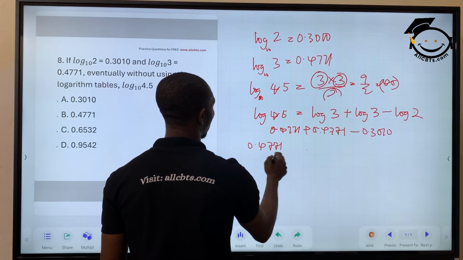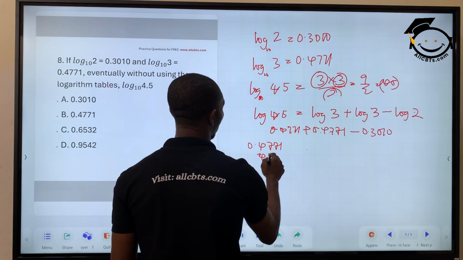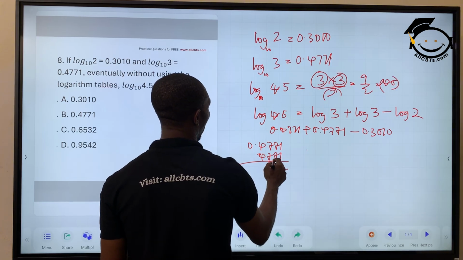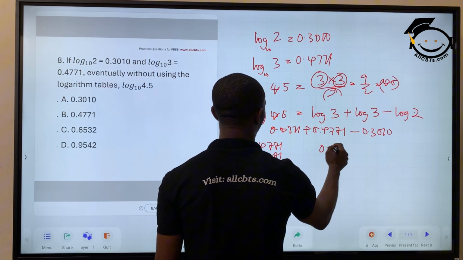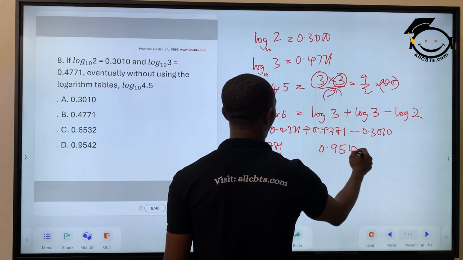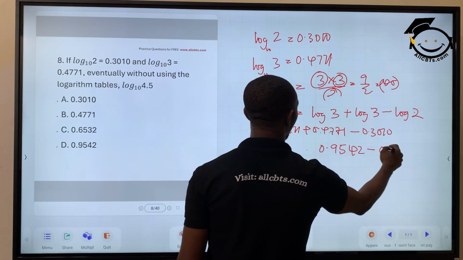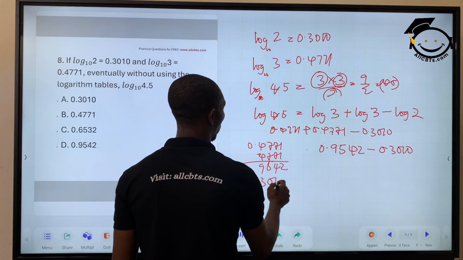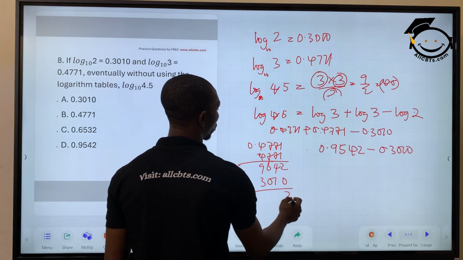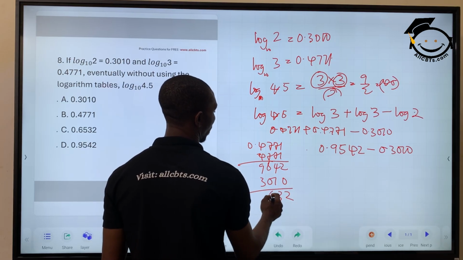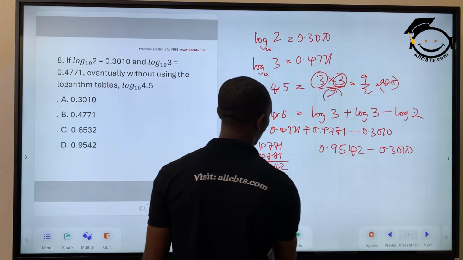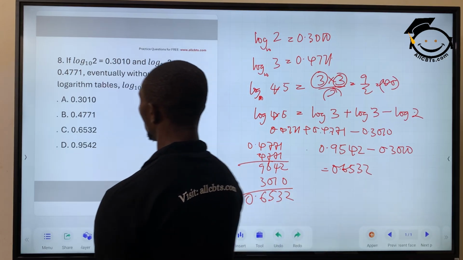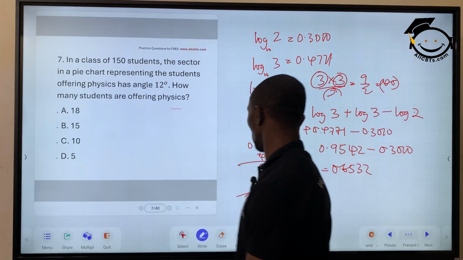Now this gives us 0.4771 times 2, which is 0.9542, minus 0.3010. This gives us 0.6532. So this would be 0.6532, which is our option C.